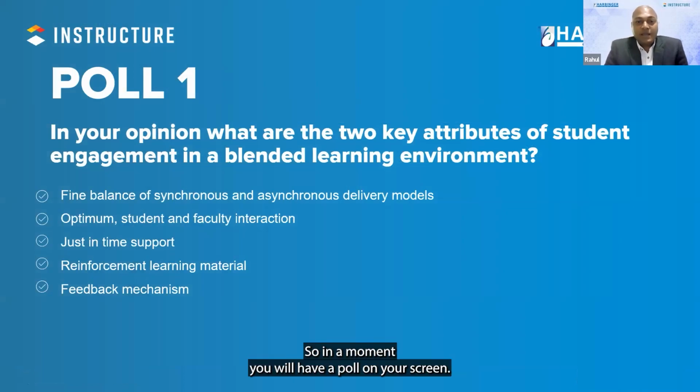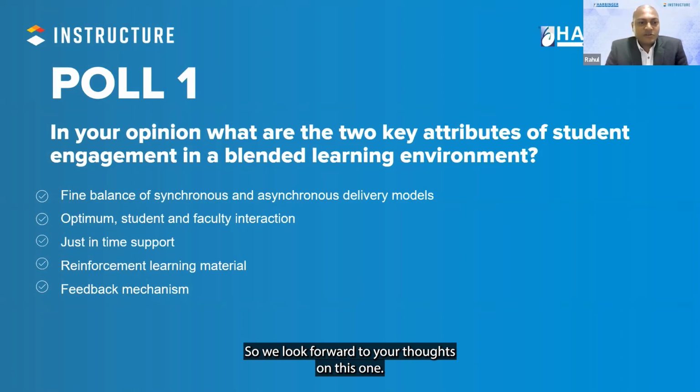So in a moment, you'll have a poll on your screen. I'm just launching the poll. You can select multiple answers for this poll. The question is, in your opinion, what are the two key attributes of student engagement in a blended learning environment? Blended learning environment, wherein you have face-to-face, offline teaching and learning, as well as online teaching and learning. So we look forward to your thoughts on this one. Please feel free to select multiple choices.